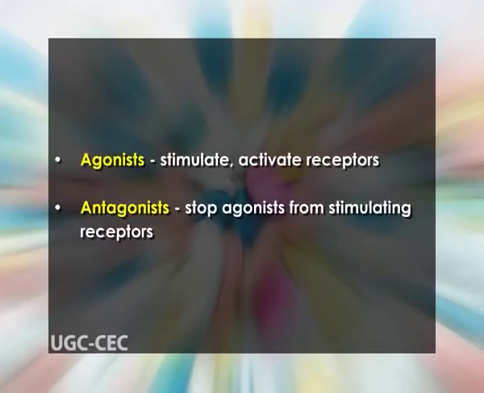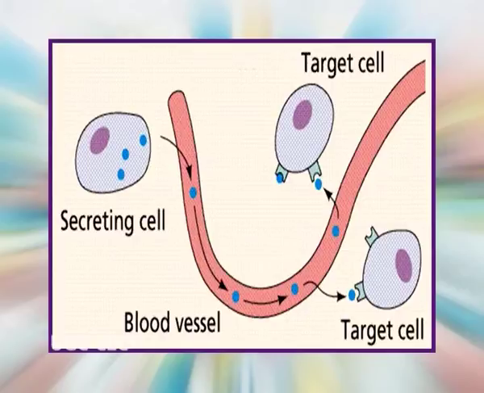There are two different types of drugs. Number first are the agonists, that is, they stimulate and activate the receptors, and number second are the antagonists. They stop the agonists from stimulating the receptors. Once the receptors are activated, they either trigger a particular response directly on the body or they trigger the release of hormones and other endogenous drugs in the body to stimulate a particular response.